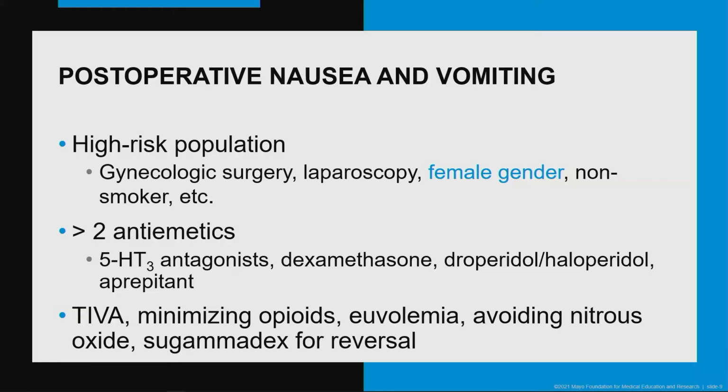Nitrous oxide is a strong emetic, so we prefer to avoid that. And then in the last several years, there's been a new drug for neuromuscular blockade reversal called Sugamadex, which has a number of favorable properties with regard to just the reversal portion of its action. But traditionally, we've used cholinergic agents to reverse neuromuscular blockade, and those are associated with nausea and vomiting as well. So we recommend using Sugamadex for reversal.